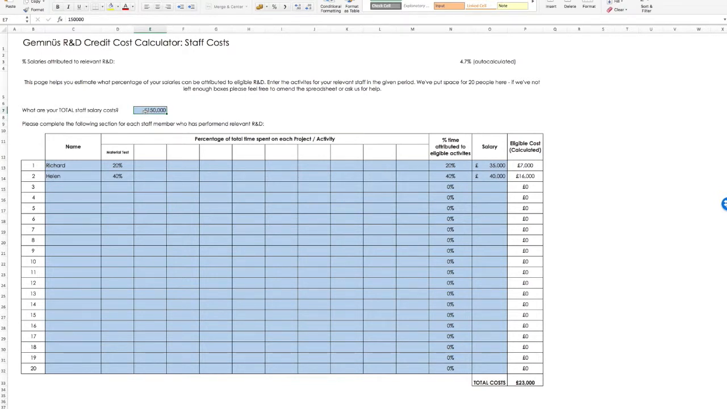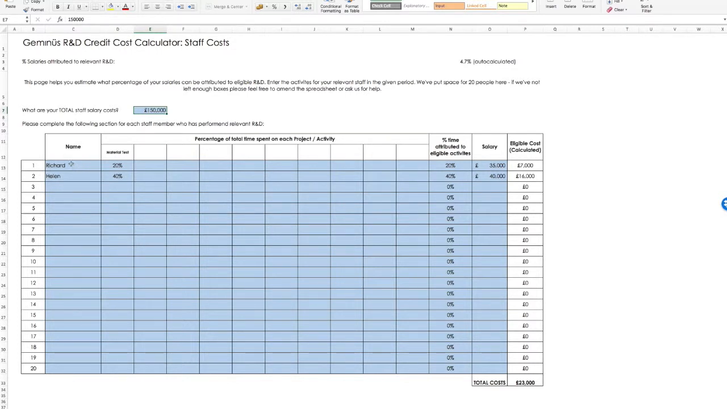Now the first step, and that stands for all of these sheets, is to enter your total costs in this box. So this sheet's about staff costs, so we need to enter our total staff salary costs for the given time period in that box. It doesn't matter if that's not exact. That can be an estimate because it doesn't really have an impact on the final calculations. It just allows us to work in percentages, so that doesn't have to be precise, just as accurate as you can possibly be.